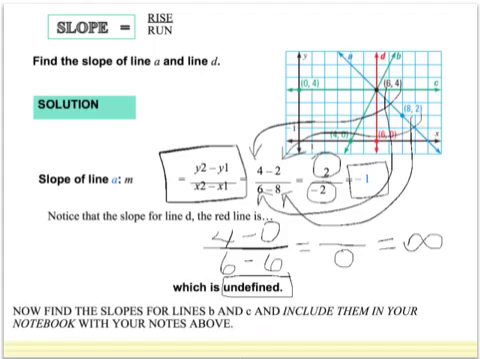Now it's your turn to practice. You're going to find the slopes for lines B and C and include them in your notebook with your notes on the previous lesson.